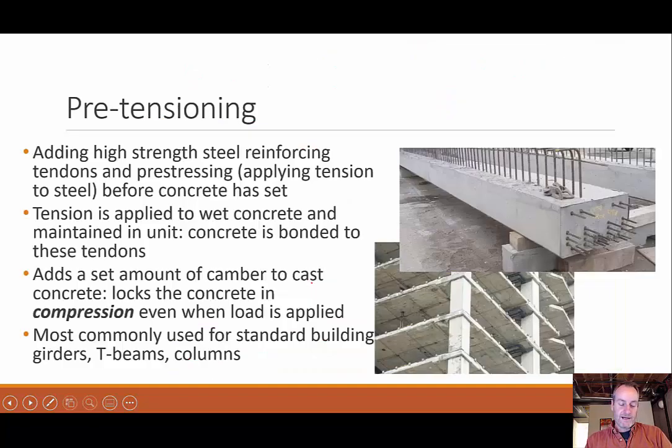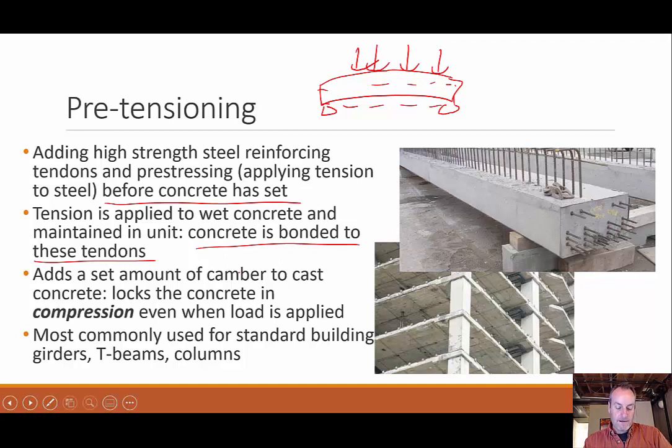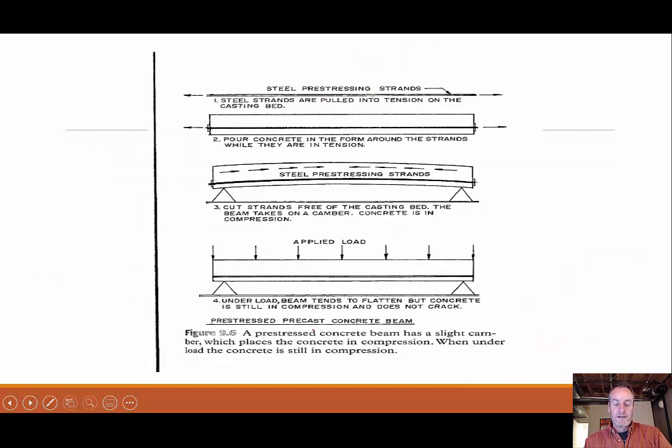I think we talked about everything. Adding high strength reinforcing tendons and pre-stressing, applying tension to the steel before concrete sets. And of course, the concrete is permanently bonded to the tendons, and it adds that camber. And then the idea is that once it's in service, then the loading on this beam will make it so that it'll be back down to square, back down to level. Most commonly used for building girders, T-beams, some columns. And here we see the process. I can see that camber is put in once the load comes along.